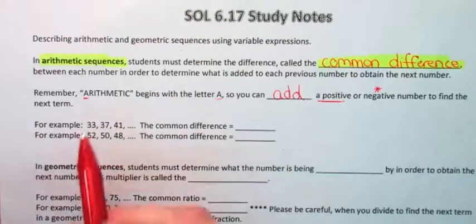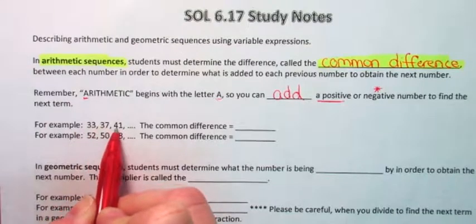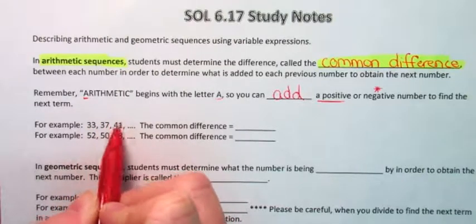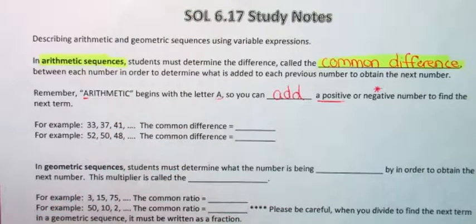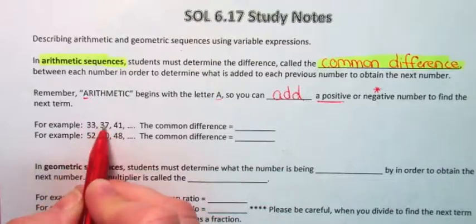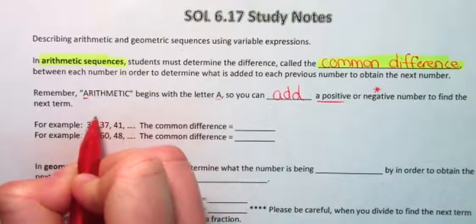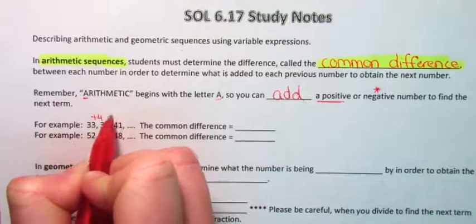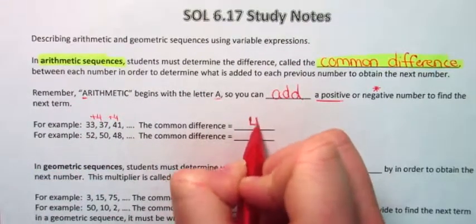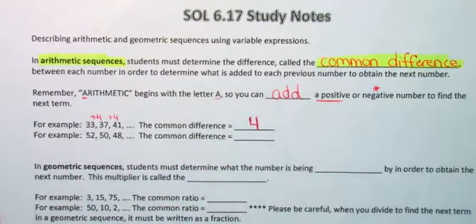For example, we have 33, 37, 41. So what is the difference? What is literally the difference between every one of these numbers? Sometimes we can easily see what the difference is. Sometimes we actually need to subtract and figure it out. This time, we are adding 4. So we would literally say that our common difference is 4. Our pattern is plus 4, so our common difference is 4.